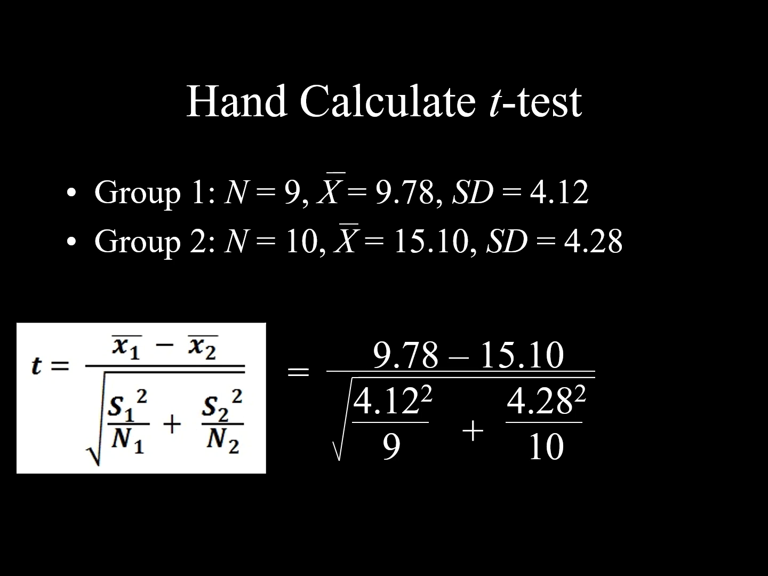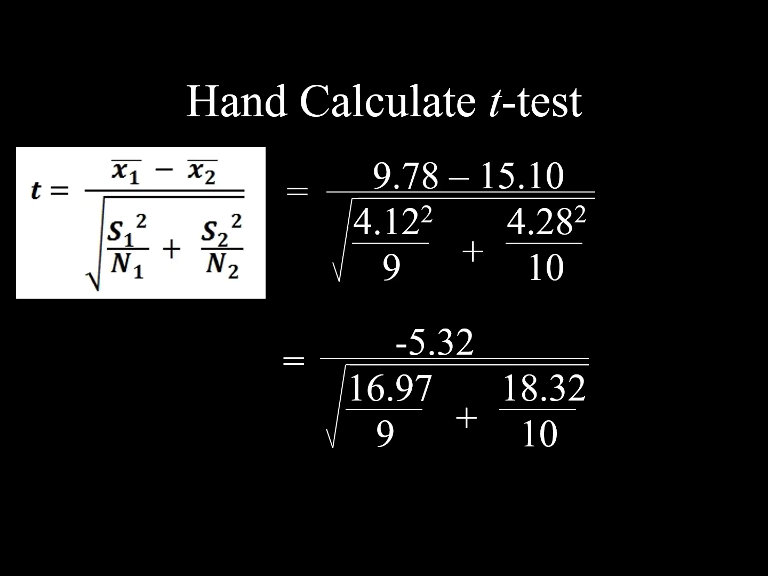So we're going to hand calculate the t-test, knowing that for group 1, N was 9, their mean was 9.78, and their standard deviation was 4.12, and for group 2, the N was 10, the mean was 15.1, and the standard deviation was 4.28. We're just going to plug those numbers into our equation. So our mean at the top is 9.78 minus 15.10. And on the bottom, we have the standard deviation of the first group, 4.12 squared, divided by 9, added to the standard deviation of our second group, 4.28 squared divided by 10.